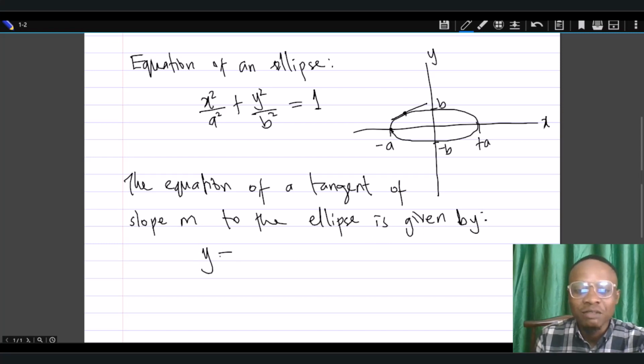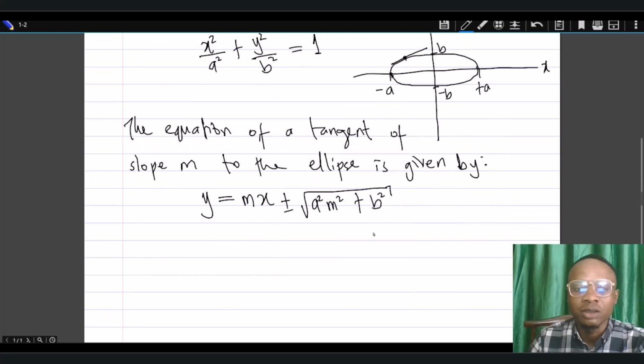So in terms of the slope, if we know the slope or we can relate the slope to some other quantity, then we'll make use of this form. So this is going to be given by y equal to mx, then plus or minus the root of a squared m squared plus b squared. So that is the expression for the equation of a tangent of slope m to the ellipse.